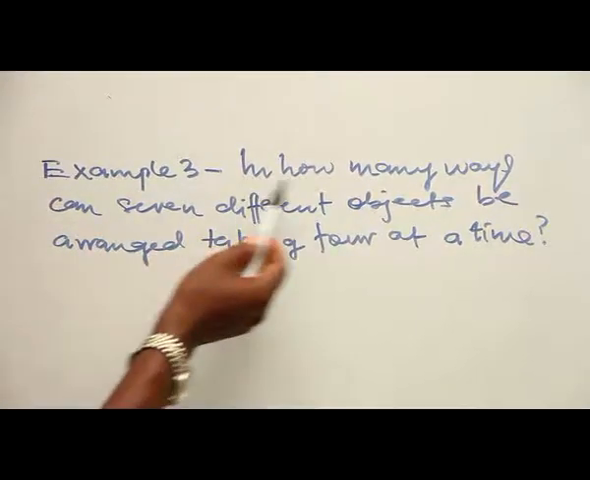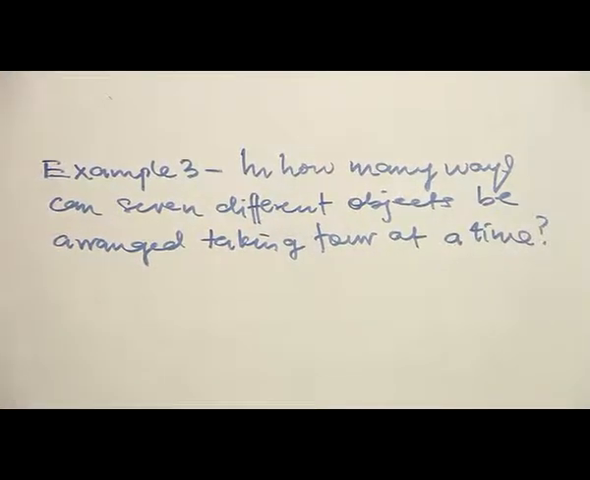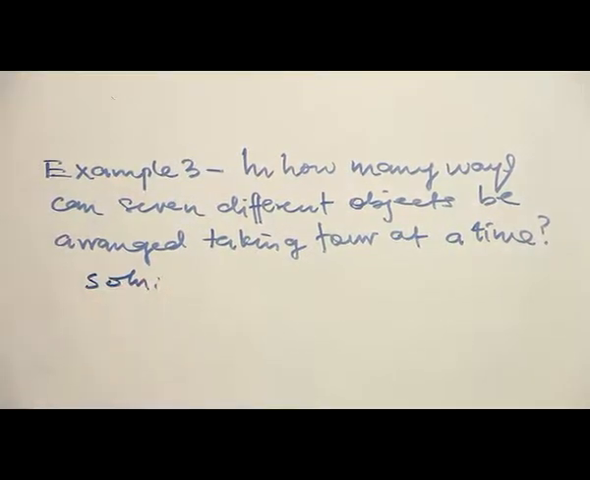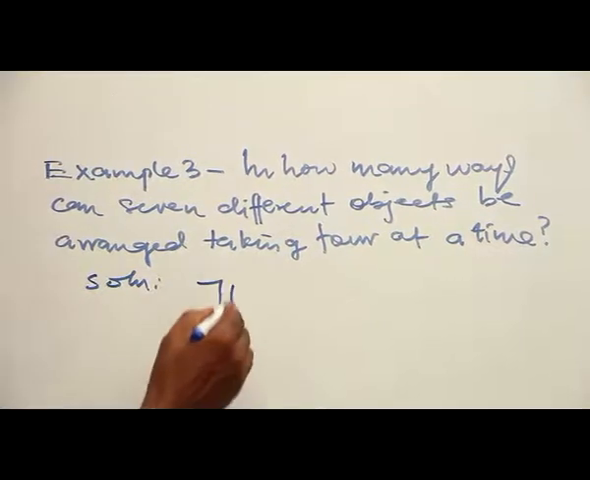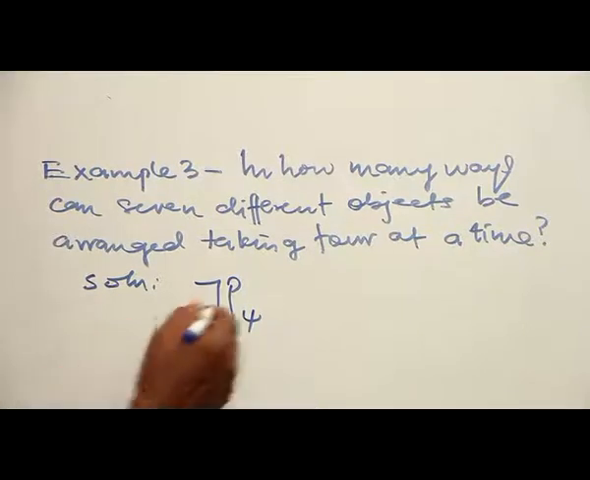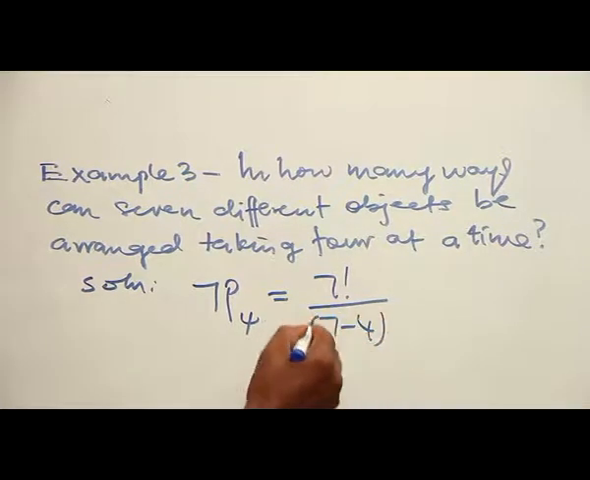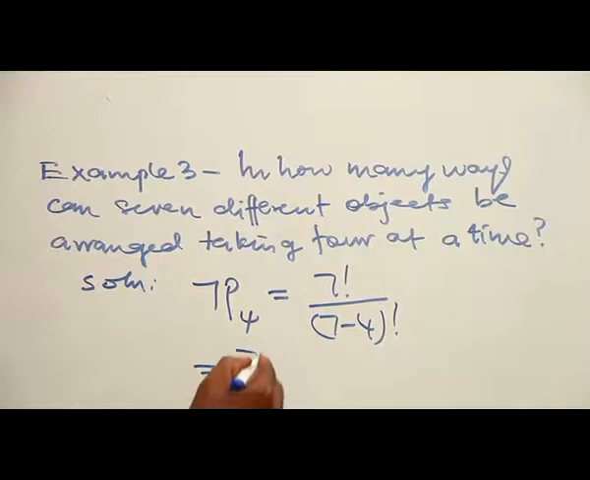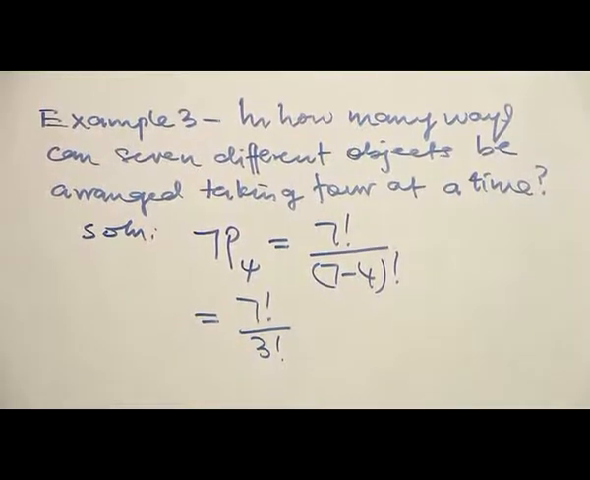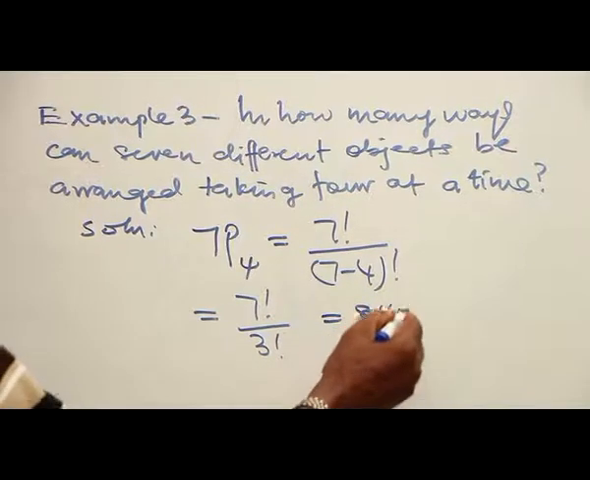Example number 3. In how many ways can 7 different objects be arranged, taking 4 at a time? Solution: we have 7 different objects to be permuted, taking 4 at a time. And that means 7 factorial over 7 minus 4 factorial, which will give you 7 factorial over 3 factorial. You already know what to do in this process, and the final answer will be equal to 840 ways.